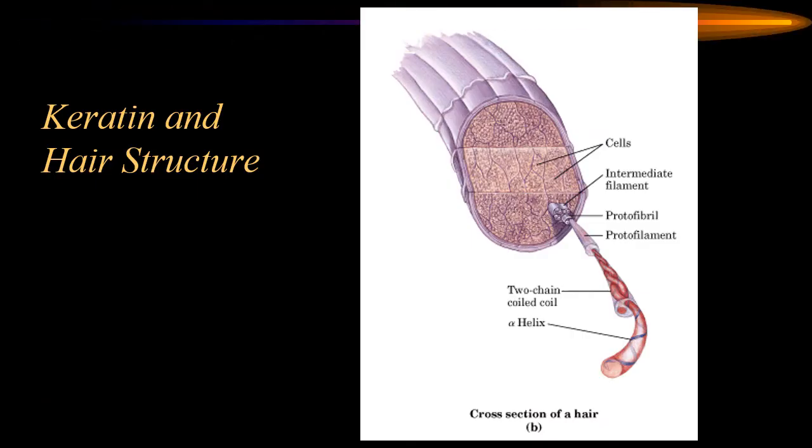I found this cross-section view of hair. So you have the keratin running across the direction of the strand of hair. As mentioned, you have the alpha helix of the keratin forming the coil, and then the protofilament, protofibril, and then the intermediate filament, and then the cells.